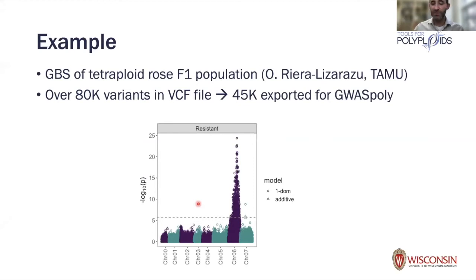Based on some previous conversations, I reached out quickly to Oscar's group at Texas A&M and asked if they could share one of their GBS data sets, which they already had in a VCF. This is a tetraploid rose F1 population. It's not really the typical population you would use for GWAS analysis, but you certainly can analyze an F1 population using GWAS methods. Of the 80,000 variants in the VCF file, after using those filtering parameters I just showed, there were 45,000 exported for GWASpoly. Using a phenotype for disease resistance, we clearly see the detection of the gene on chromosome 6, which is what they were expecting. This VCF2dosage function has not been extensively tested beyond this one example.